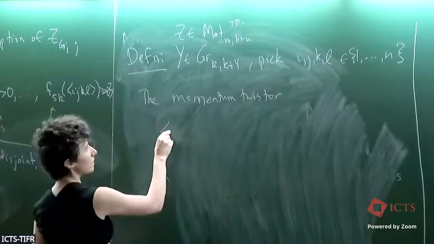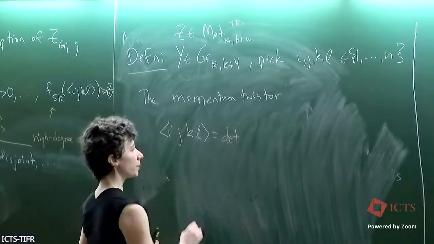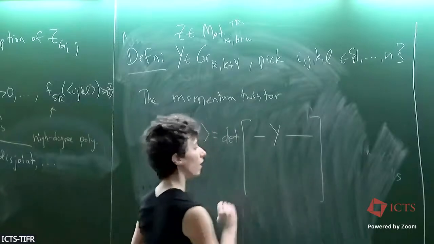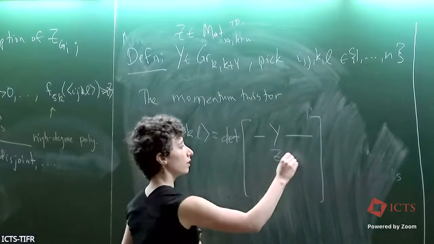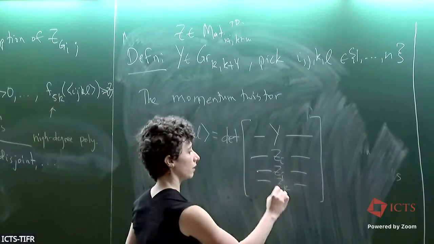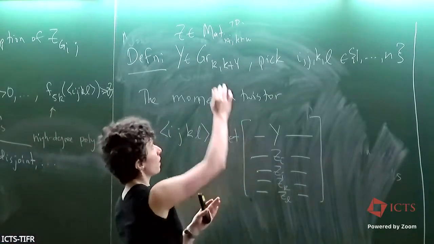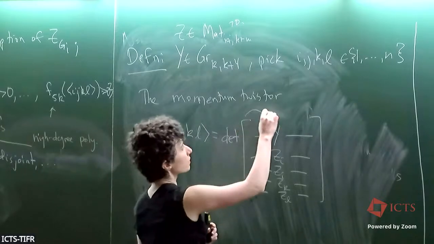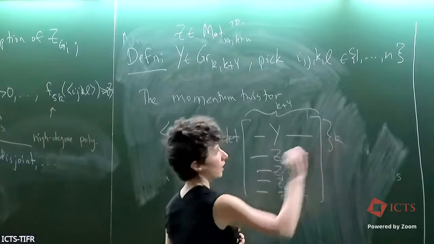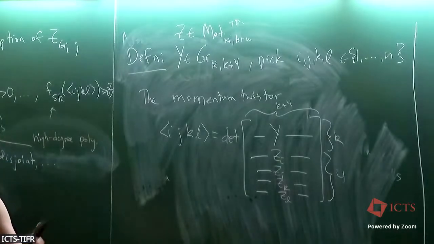So what is it? I'm going to denote it by bracket IJKL. It's just the determinant of the matrix where I put Y on the top, and then row I of Z, row J of Z, row K, and row L. Y, remember, is in Gr(k, k+4), so it's got k+4 columns and k rows. Then I've added on an extra 4 rows, so this is really a square matrix, and I can just take its determinant.